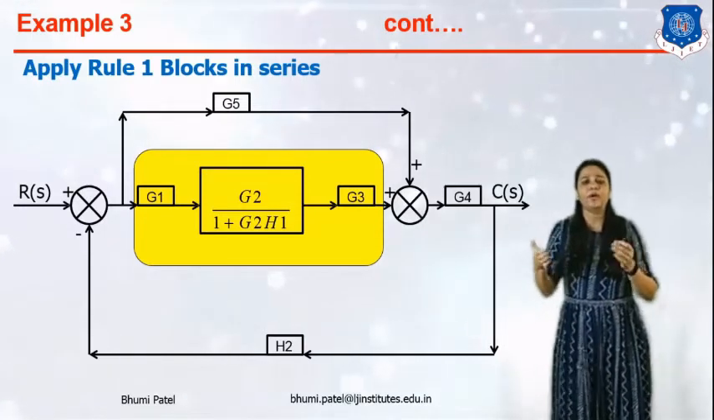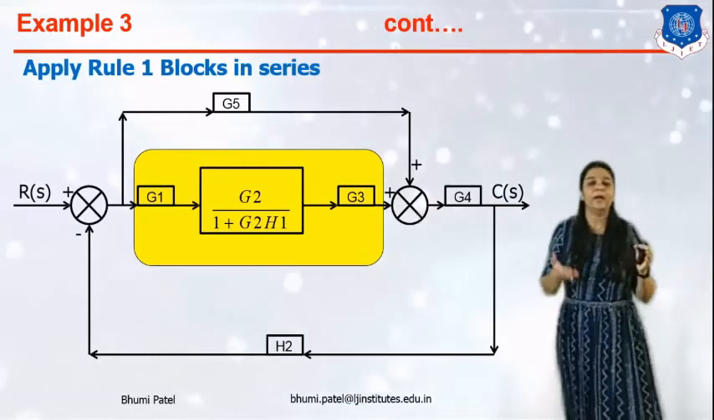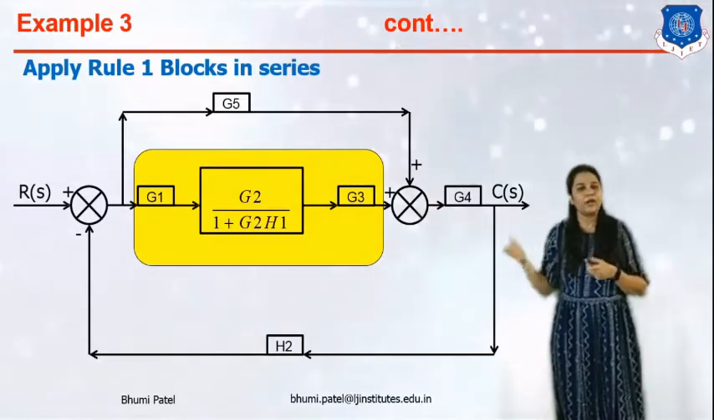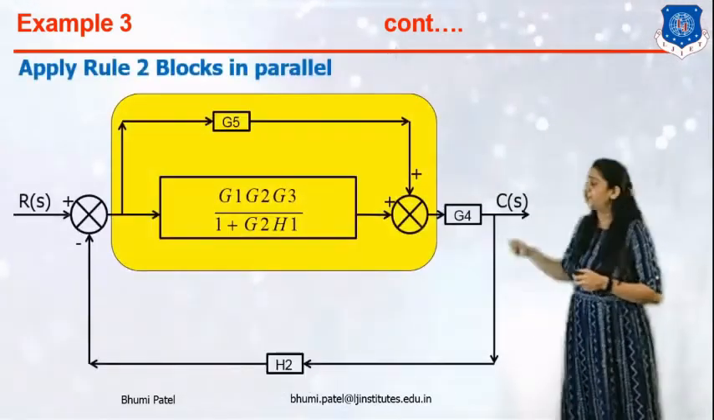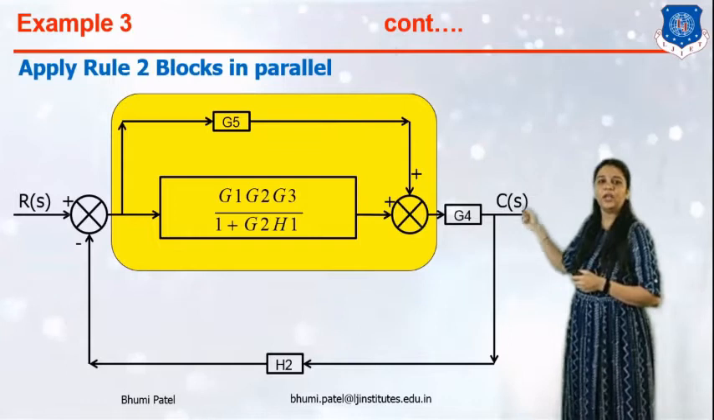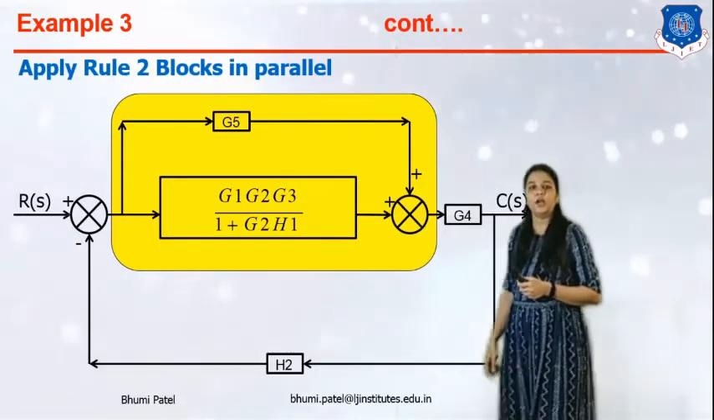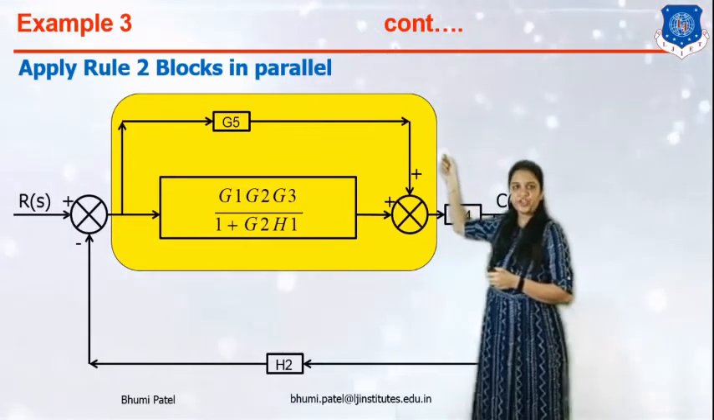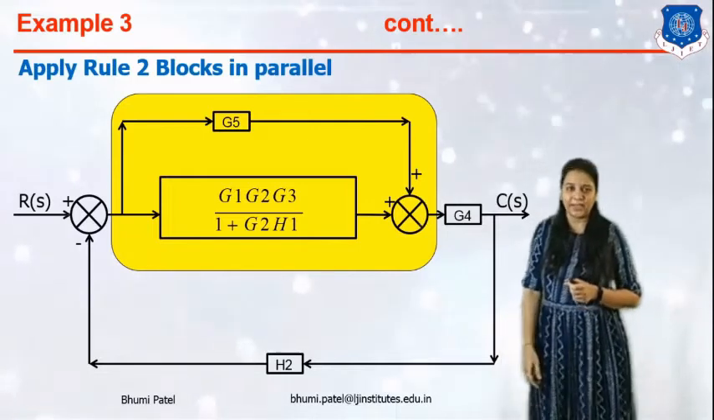Here 3 blocks are connected in series connection. So we can simply multiply the block gains and we can get this type of block, G1 G2 G3 upon 1 plus G2 H1. Okay. Now here you can see that G5 is connected to this block. Now which rule is applicable?